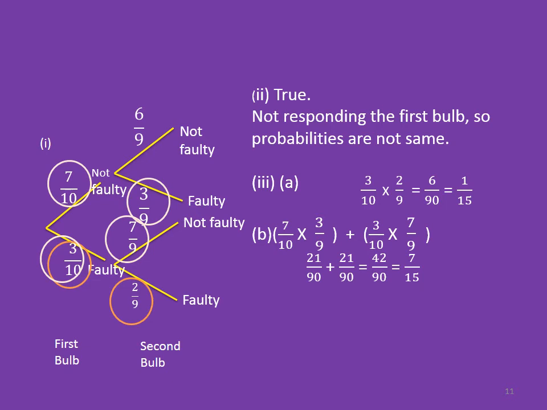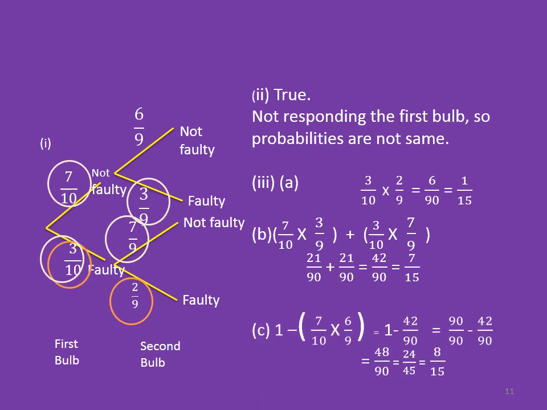Part C, at least one bulb being faulty. Now take the probability of not faulty, not faulty and subtract from 1. Multiply 7 over 10 by 6 over 9 and subtract from 1 equals 1 minus 42 over 90. 1 means 90 over 90 minus 42 over 90 is equal to 48 over 90, which is 24 over 45.